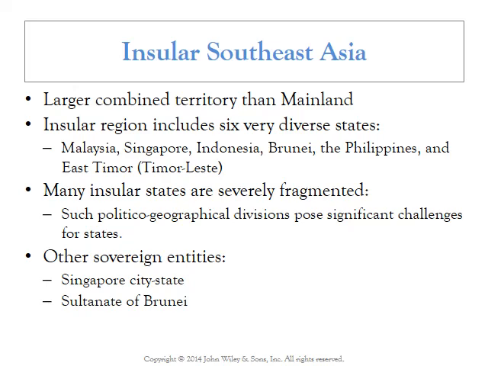Okay, so now we move on to the insular portion of Southeast Asia, different than the mainland. In fact, it's kind of hard to imagine trying to piece all these different pieces of islands all together, but if you combine them all, it would actually make up a larger area than the mainland. Now, this insular region consists of 6 states, as well as a city-state and a sultanate.